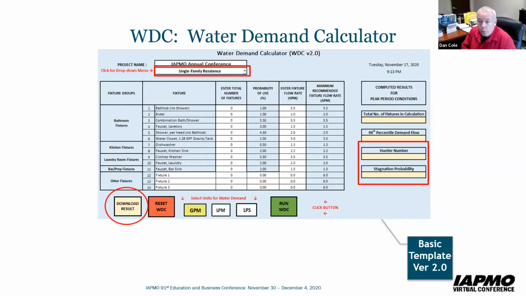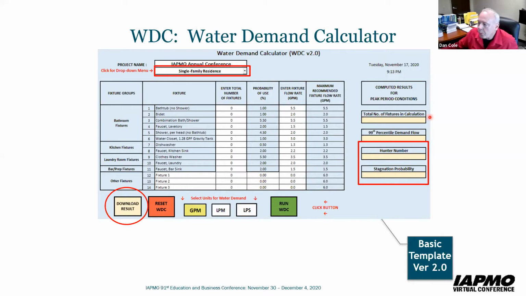Looking at version 2.0, which is available now, it's been available for download for a while from my Atmos site. Nothing has changed in where you would enter in the values into these columns. None of this has changed from the previous version. The units that were above before have been brought down below. You can still select your GPM, LPM, LPS. You can still reset it, run your calculator, but all the outcome results now are on the right-hand side.